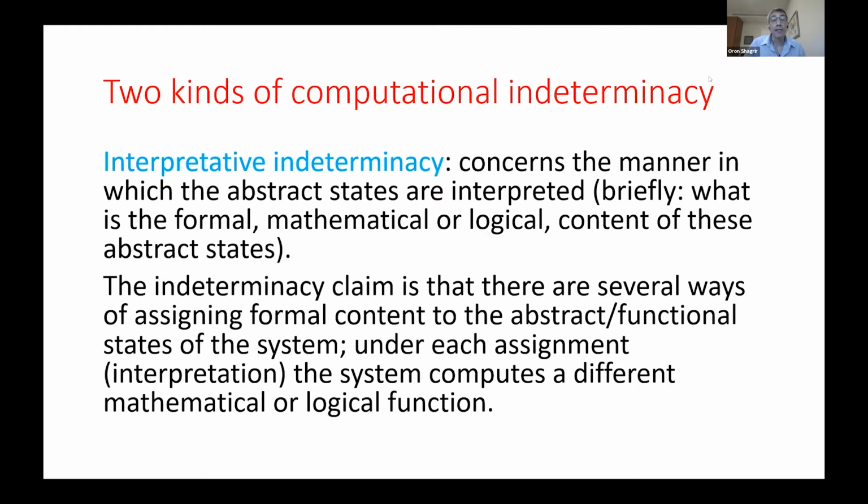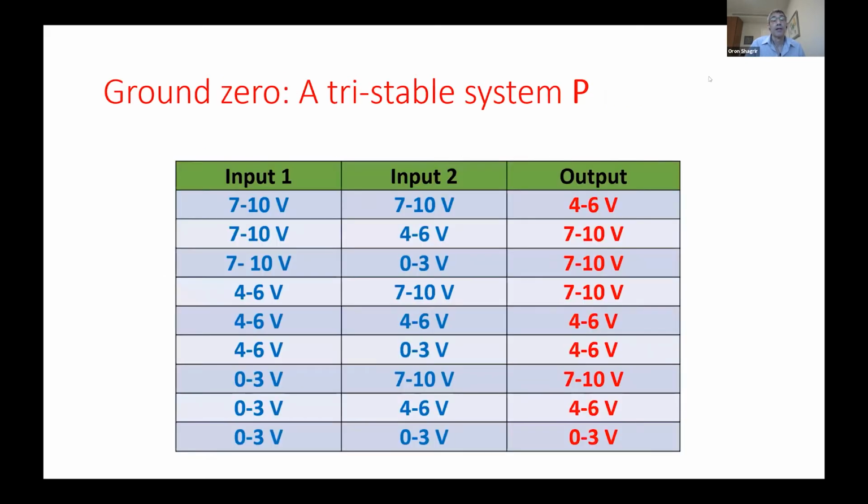Now, probably you didn't understand a word of what I said, so I will just give an example that will make things much simpler. So let's start with this tristable physical gate. It has two input channels and one output channel. It maps voltages to voltages according to this table from 0 to 10 volts. And this is what the system is doing in terms of input-output physical function.